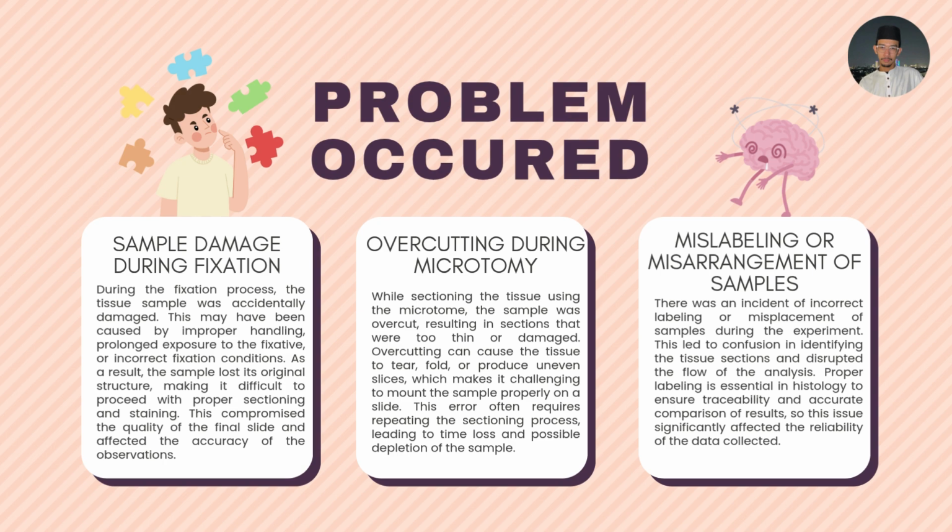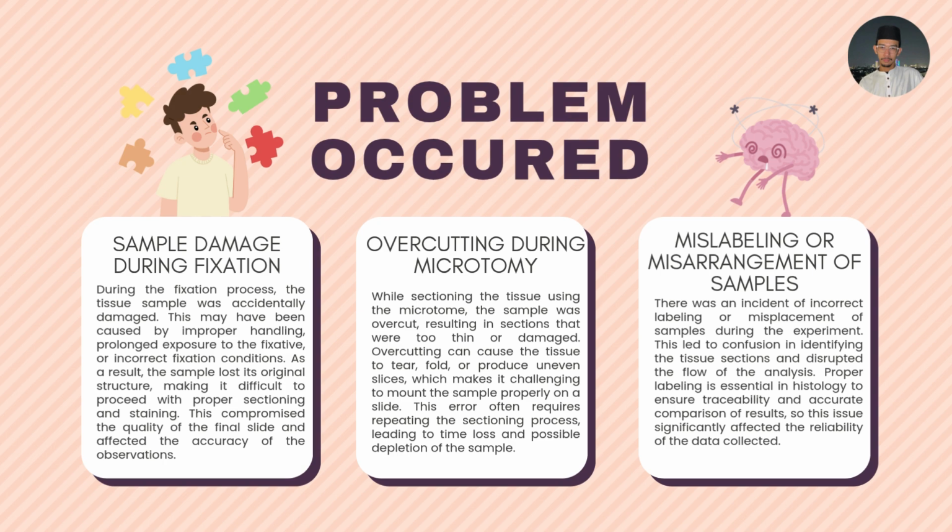Second, overcutting during microtomy. While sectioning the tissue using the microtome, the sample was overcut, resulting in sections that were too thin or damaged. Overcutting can cause the tissue to tear, fold, or produce uneven slices, which makes it challenging to mount the sample properly on a slide. This error often requires repeating the sectioning process, leading to time loss and possible depletion of the sample.